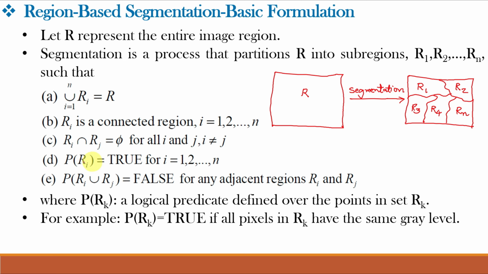The fourth condition says that for each region, the uniformity predicate is true. That is, each region must satisfy some particular uniformity condition. And the fifth condition says that for any two adjacent regions, Ri and Rj, the uniformity predicate is false. That means two adjacent regions do not have anything in common.